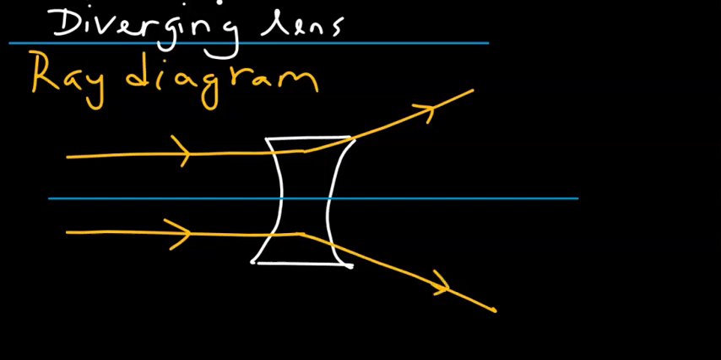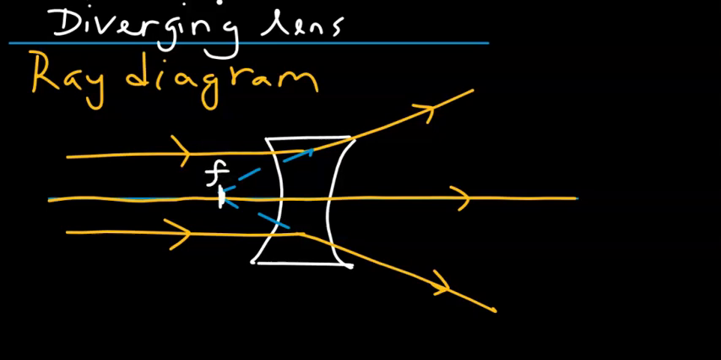Now assume there is another ray of light that is on the principal axis passing through the center of that lens. It will just go like that. So how do you determine the focal point? The focal point can be determined by extrapolating the diverging rays backward, like that, for all the rays. So this point here, where all the rays seem to diverge from, is called the focal point.